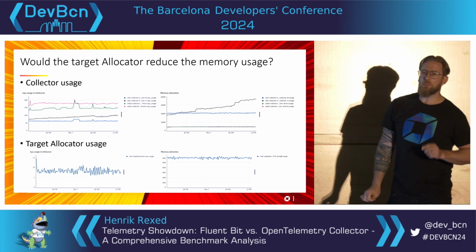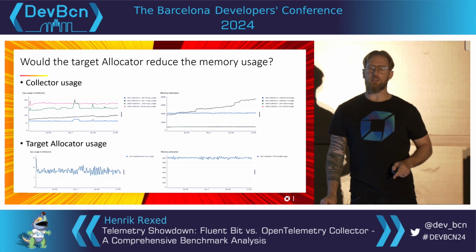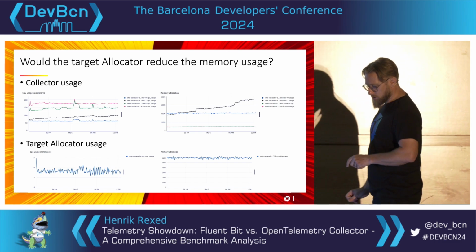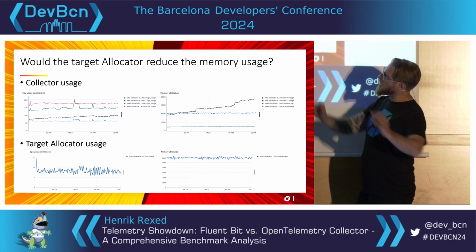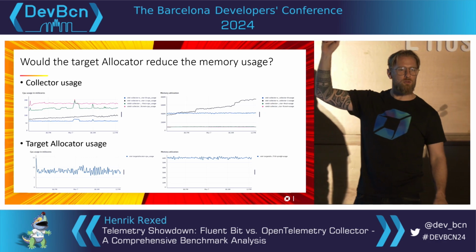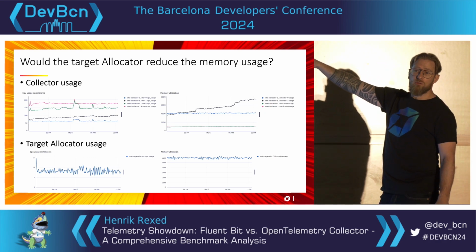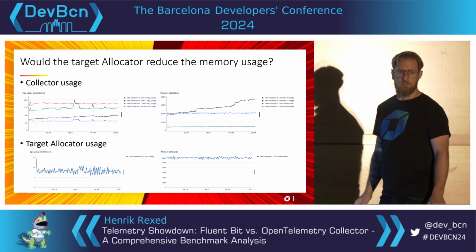So let's look at the behavior. Same tests, 24 hours, but with a target allocator. So now on the top left, it's the CPU. And here, you remember, we reached almost 2 cores. And here, it's about 100 to 200 millicores.